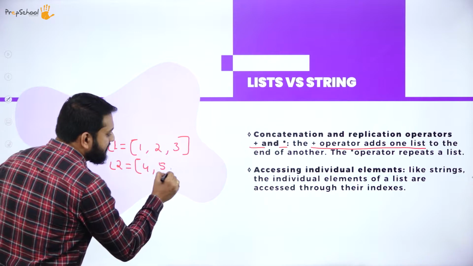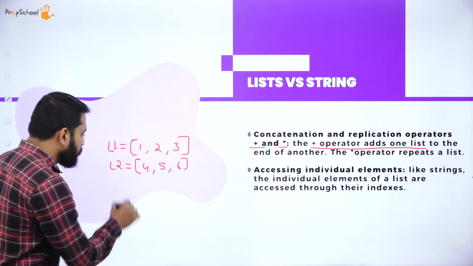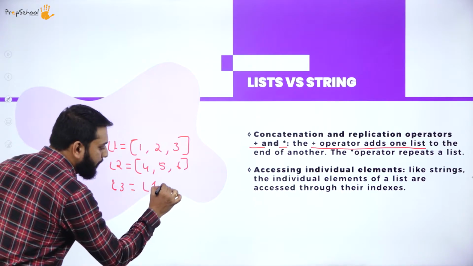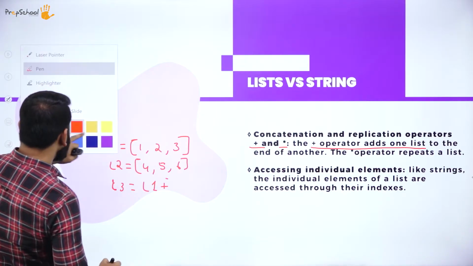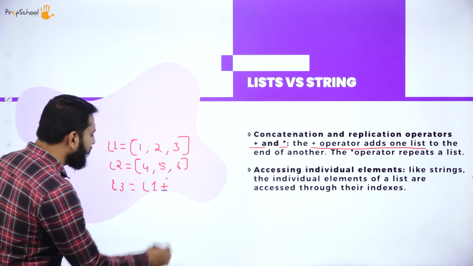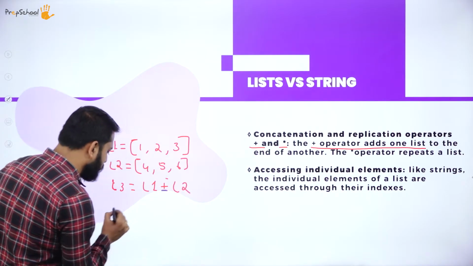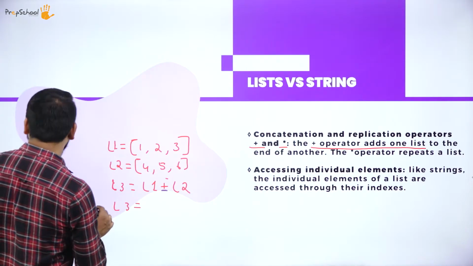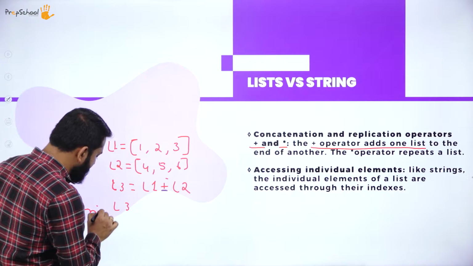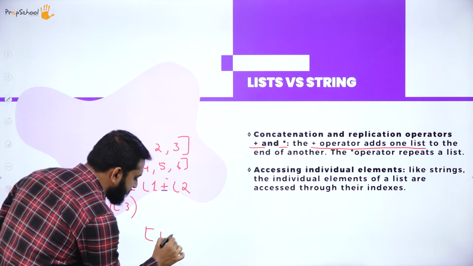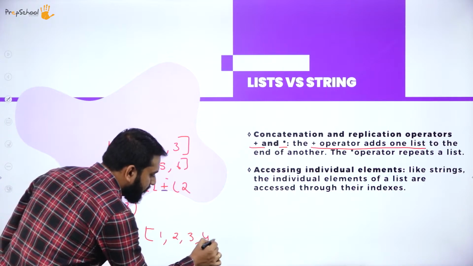4, 5, 6. Okay. So I have L3. Suppose I perform L1 plus L2. Please observe, this is the concatenation operator that I'm using here. Can you guess what exactly my L3 will be? Let's try and print L3. My output will look like this.